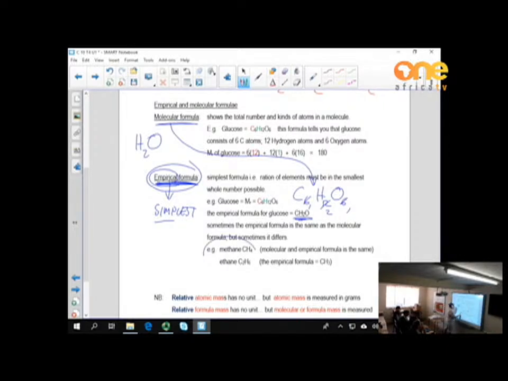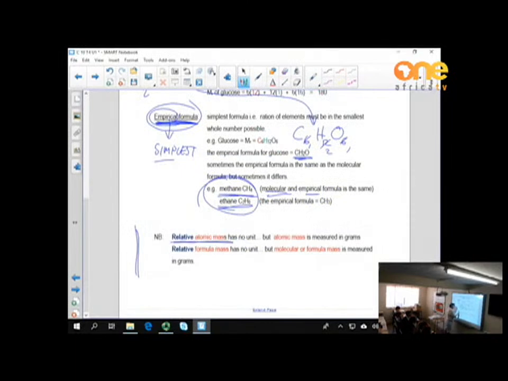If we look at methane and ethane, for example, the molecular formula for methane is CH4. Can I simplify it any further? No. So in this case, the molecular and empirical formula is the same. But now we get a bunch of organic compounds, ethane, propane, butane, pentane, hexane, etc. Ethane is C2H6. That would be the molecular formula. But what would the empirical formula be? Yes, CH3 in its simplest ratio.